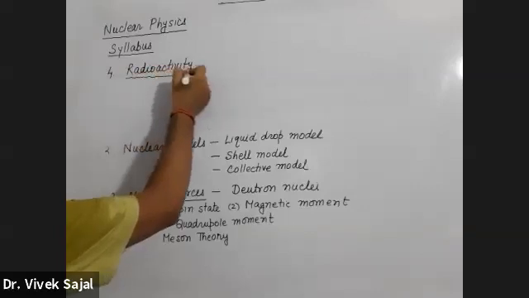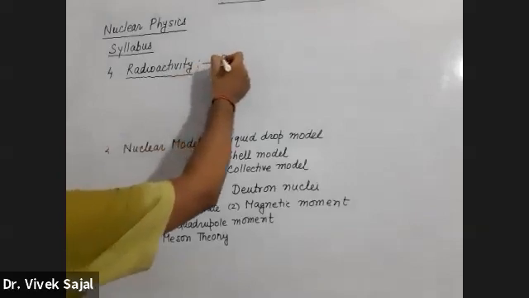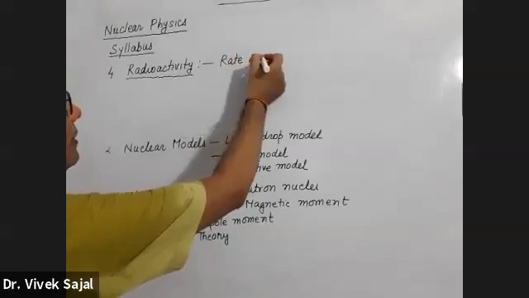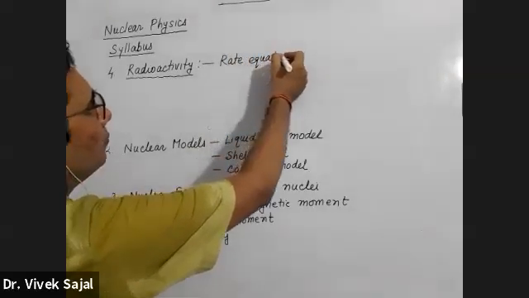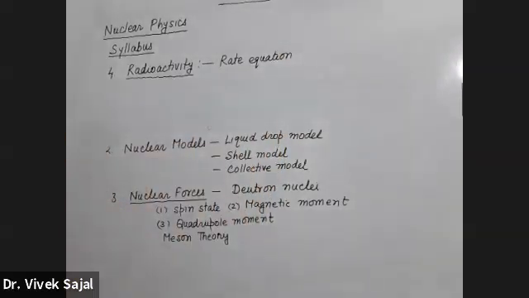In radioactivity, first I will start with important terms like what is decay constant, what is half-life, what is mean lifetime. I will discuss all these things, but the most important thing I am going to focus on is the rate equations. How can we write rate equations for different nuclear processes and nuclear reactions? Rate equation is the first topic of radioactivity which I am going to discuss with you.